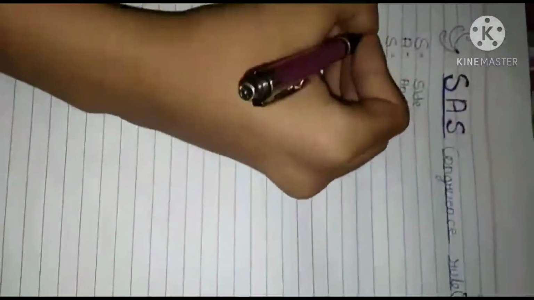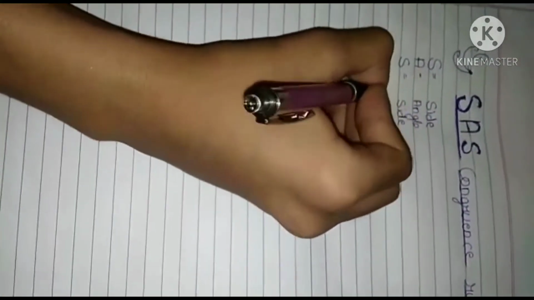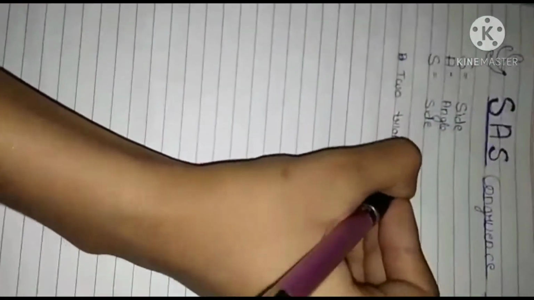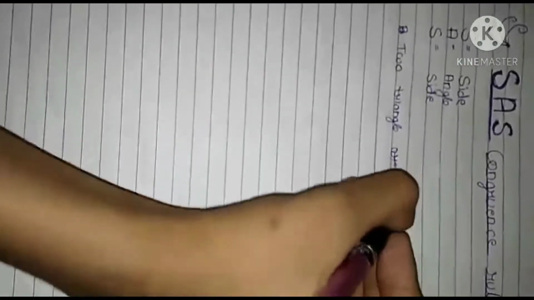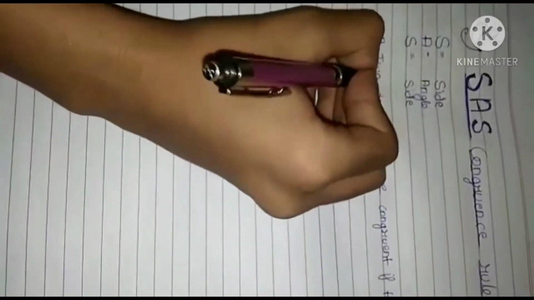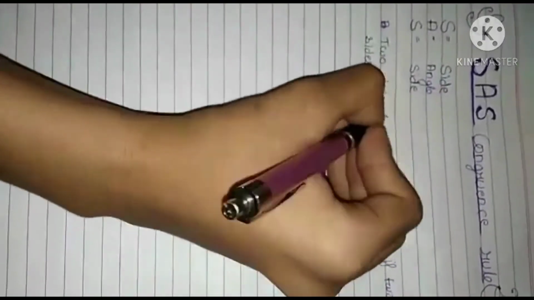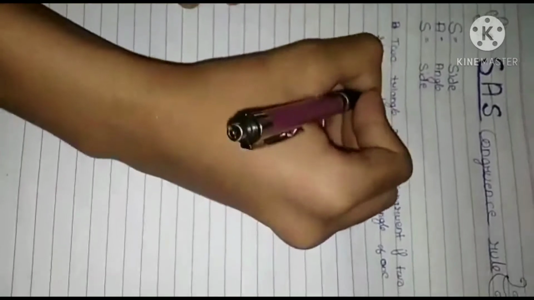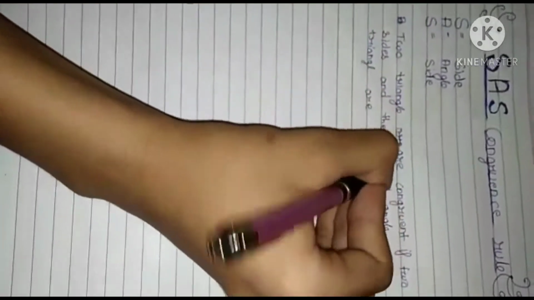SAS congruence rule. SAS stands for side, angle, side. Two triangles are congruent if two sides and the included angle of one triangle are equal to two sides and the included angle of the other triangle.